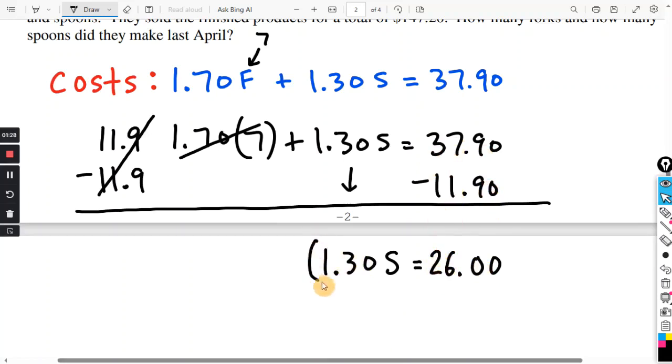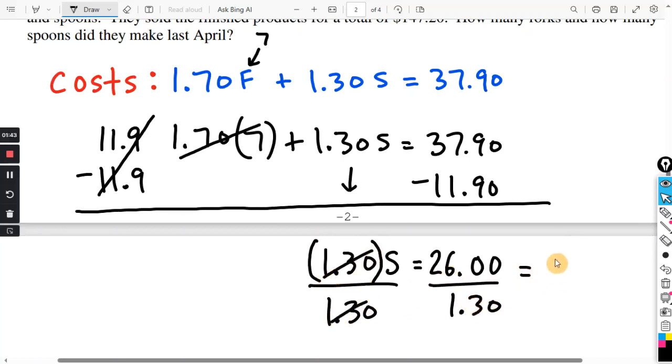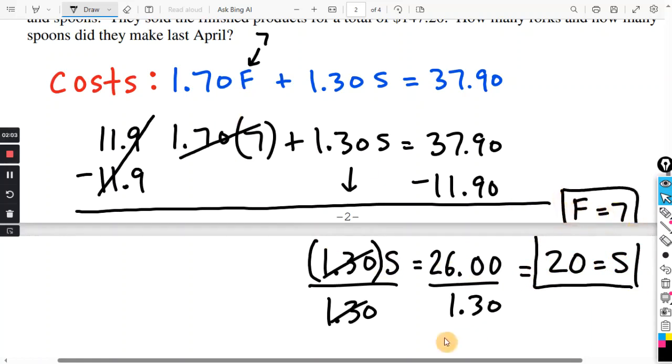This is 1.30 times S. The opposite of times is divided by. So we do that to both sides. Cancels here. And I know 26 divided by 13 is 2. So 26 divided by 1.3 is going to be 20. And that equals S. All right, so that's the final answer. S equals 20, and we said F was 7. Final answer.